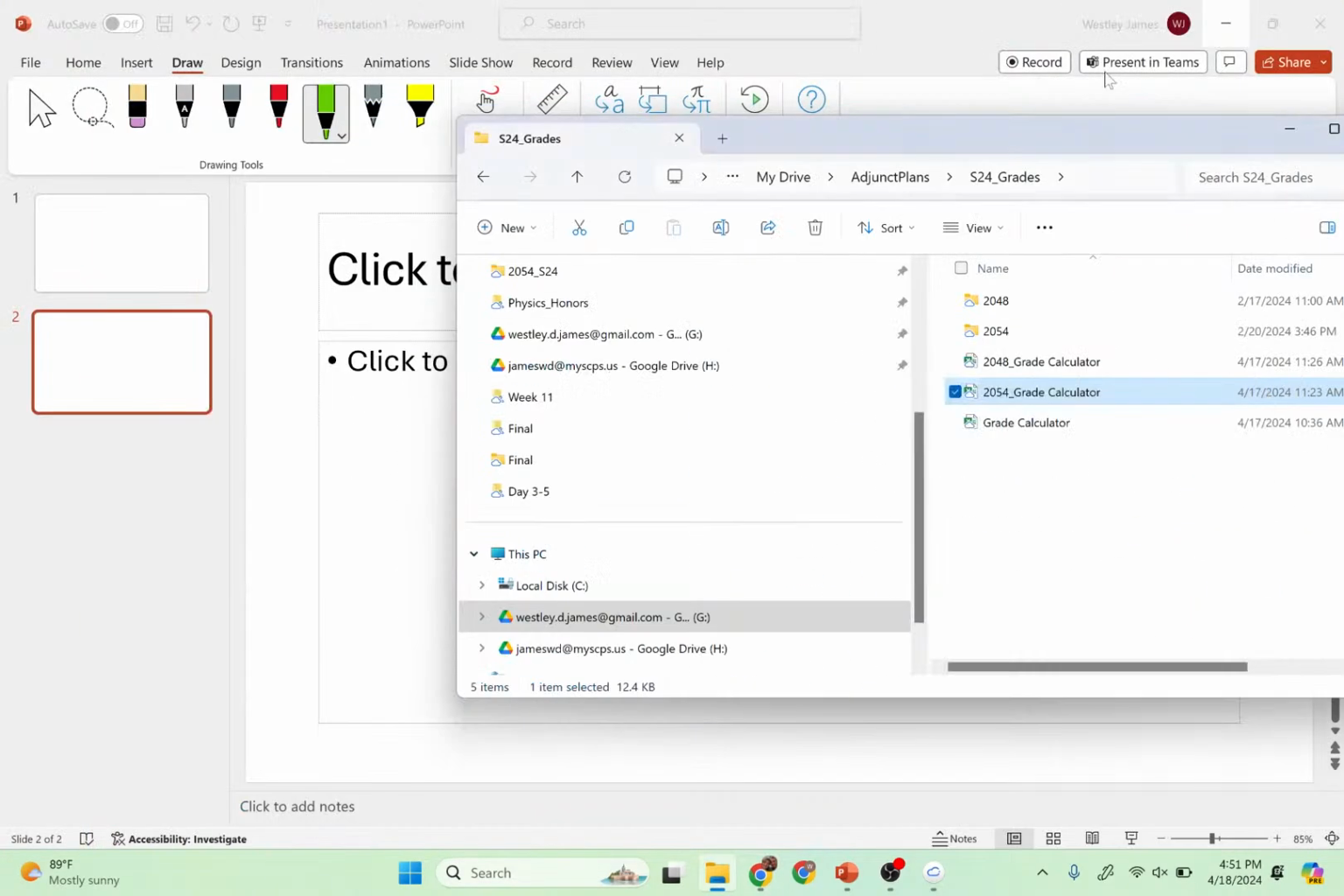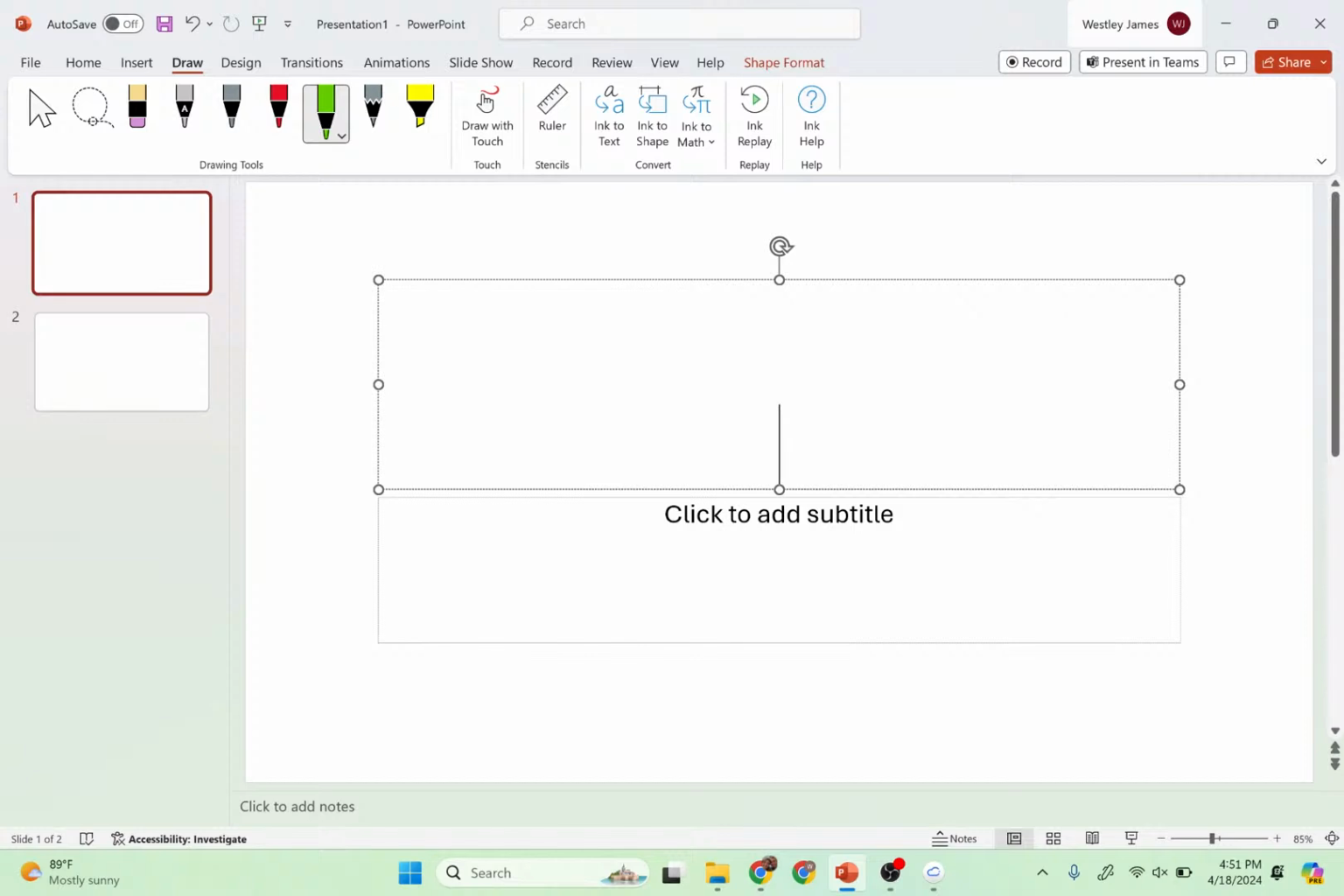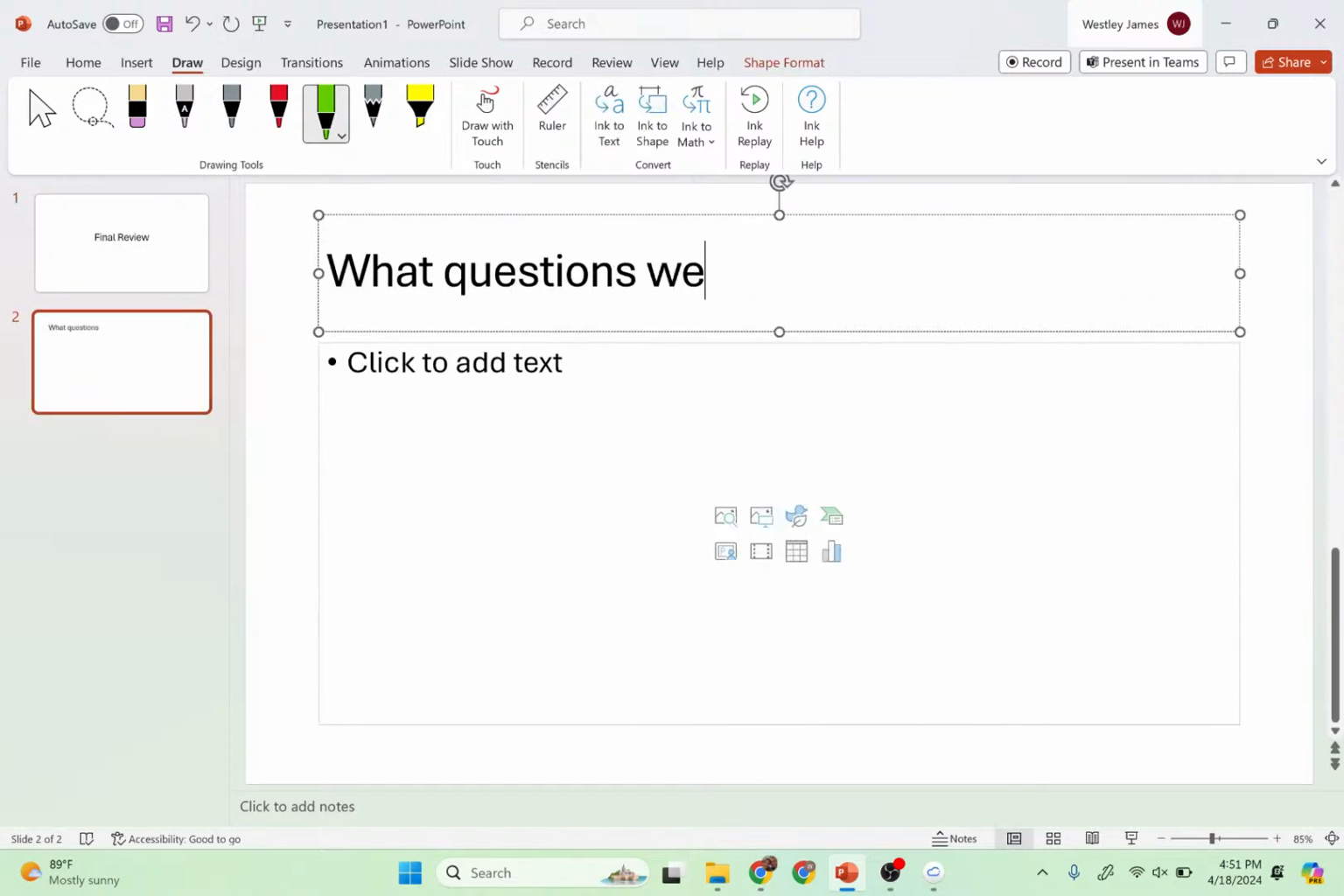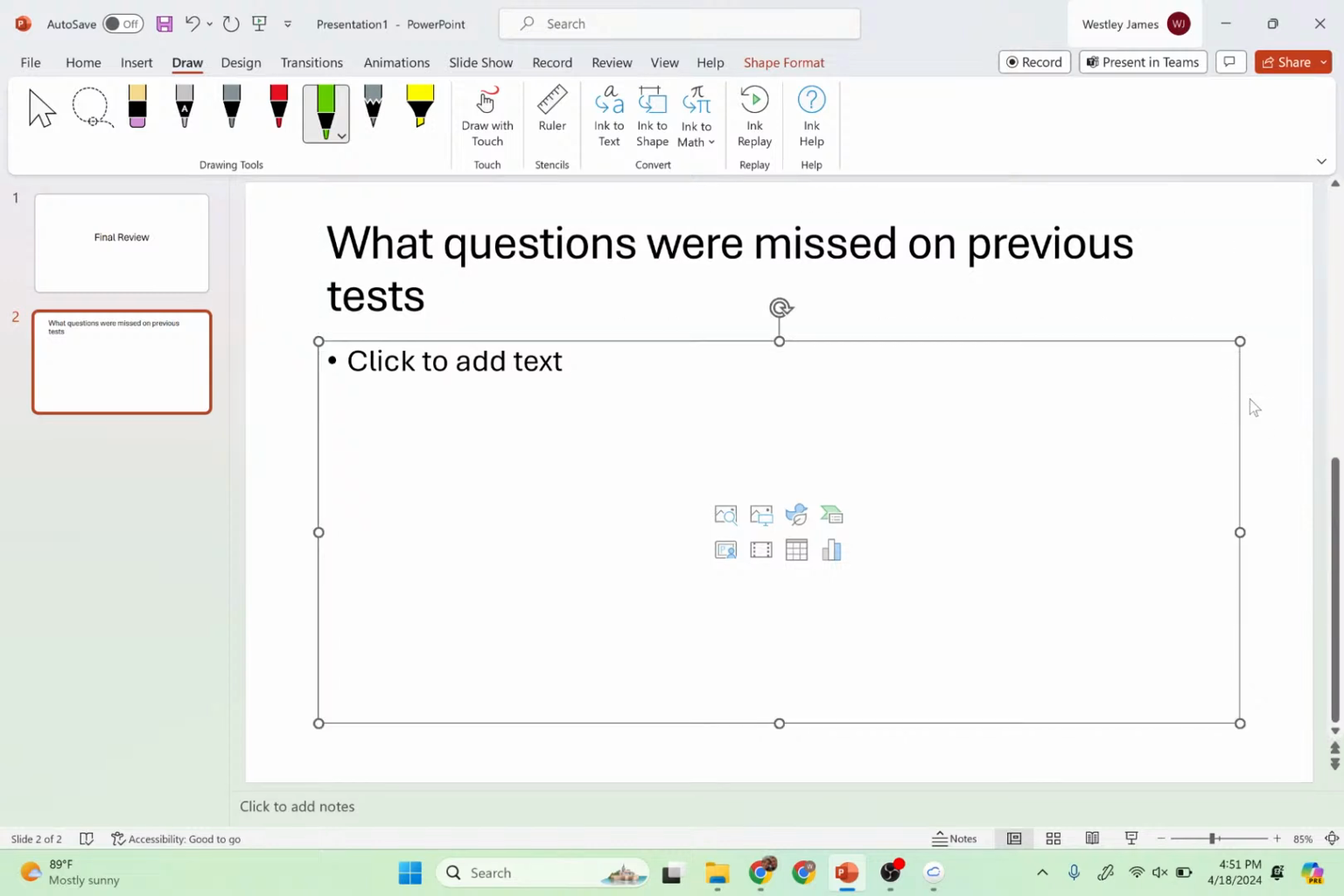Now, to that end, final review. What questions were missed on previous tests? Let's start there. One of the major questions that was missed across both exams was, for electric fields, there's a special device where the electric field is constant. For magnetic fields, there's a special device where the magnetic field is constant. So the question that people missed from test 1, let's just order this from test 1.